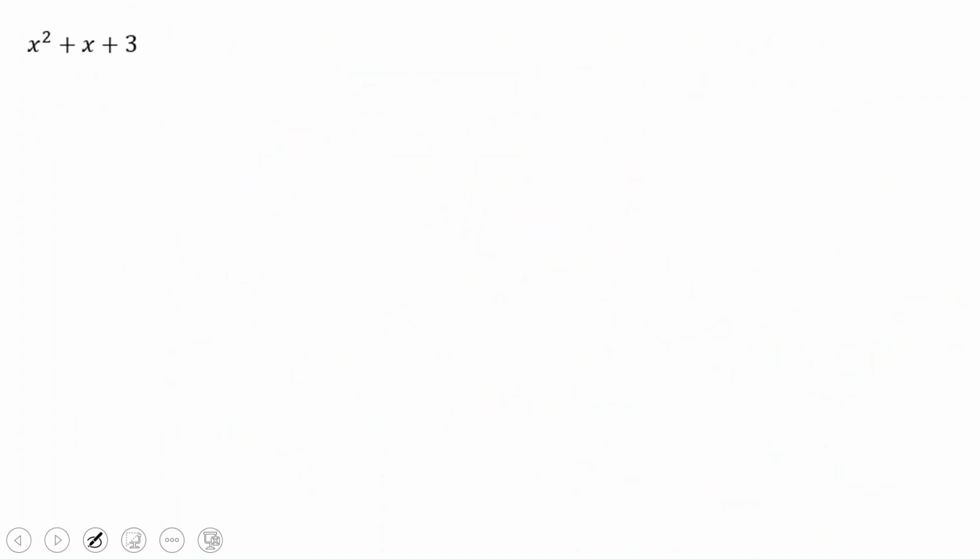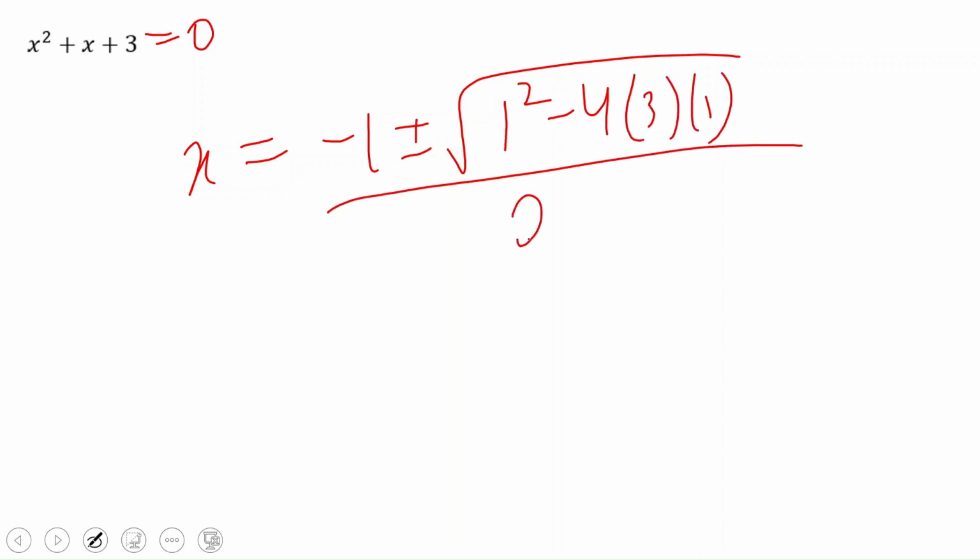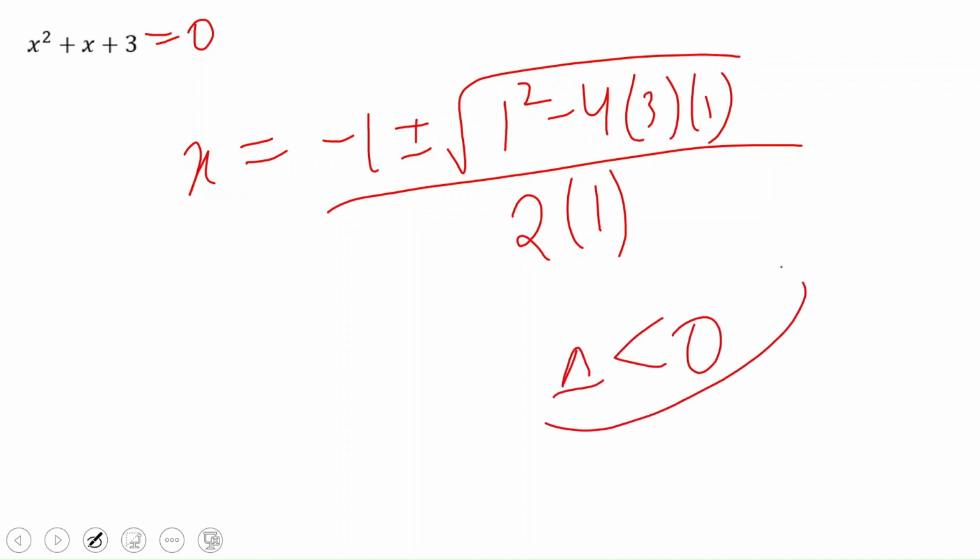Next one is x squared plus x plus 3 equal to 0. So x is equal to minus b plus minus the root of b squared minus 4 into this divided by 2 into this. And again, look at this. This is going to be a discriminant which is less than 0 because this is going to be 1 minus 12, which is minus 11. That is something, again, no real solutions.